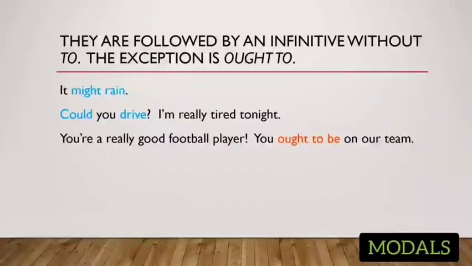They are followed by an infinitive without to. It might rain. Could you drive? After to, that means I told him to come, there is no change of that verb. Similarly, after modals, there will be no change in that verb. The verb remains the same. It will be V1 or the base form. You are really a good footballer. You ought to be in our team.